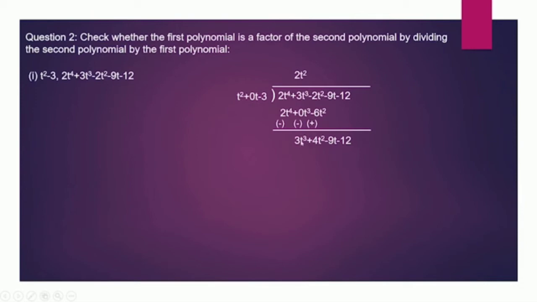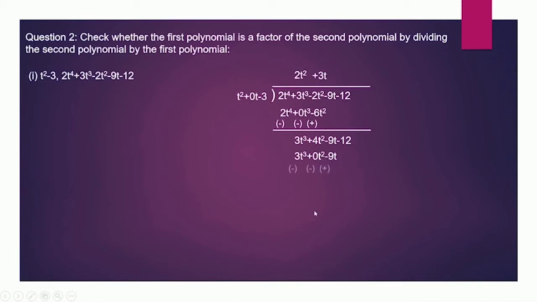Okay. Now again, this 3t cube, when we divide by t square, we will get 3t, therefore we can write plus 3t. When we multiply this 3t with this whole term, we will get 3t into t square as 3t cube, and 3t into 0t, we will get 0t square, and 3t into minus 3, we will get minus 9t. Okay. Now again we will subtract this 3t cube plus 0t square minus 9t from 3t cube plus 4t square minus 9t minus 12. At present here it is plus, this will become minus, here also it will become minus, and here it is minus into minus, this will become plus.